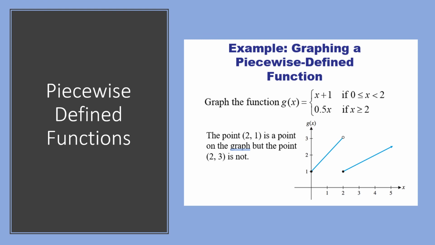So at the point 2, 3, the function is not defined. See, 2 is the x value and 3 is the y value. At the point 2, 3, there is a discontinuity at this particular point.